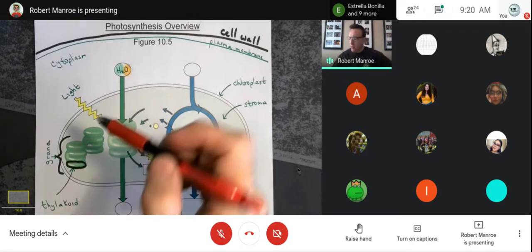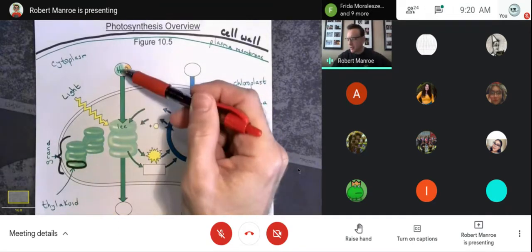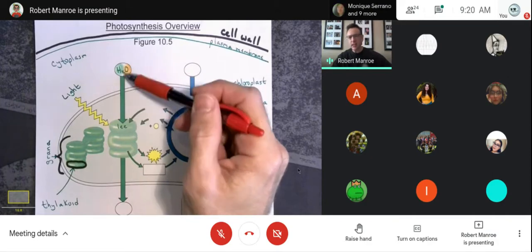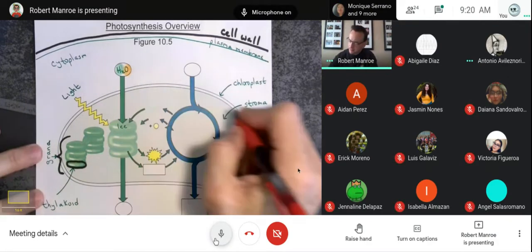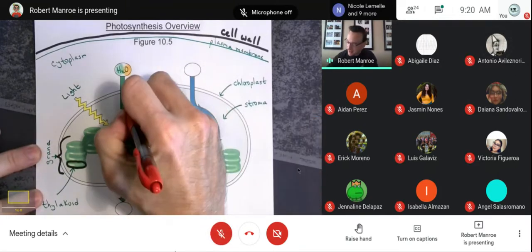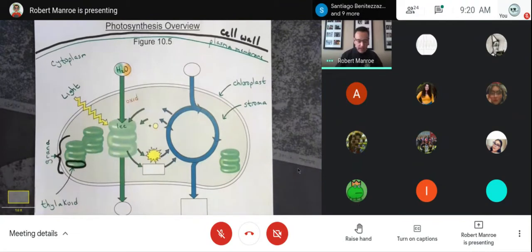Cool. Well, if water is giving up its electrons, what is the aim of that process as the water gives up its electrons? Oxidation. That's oxidation. So water is oxidized, okay? Now, there are two photosystems that we will get into in just one second. Which one comes first?